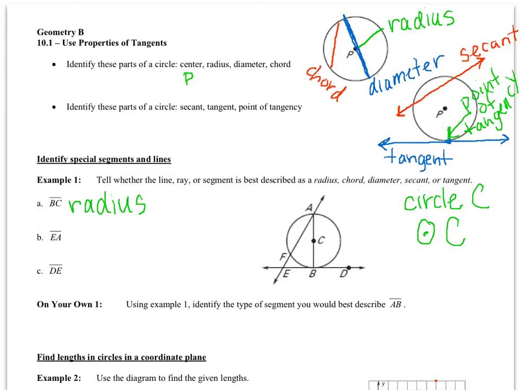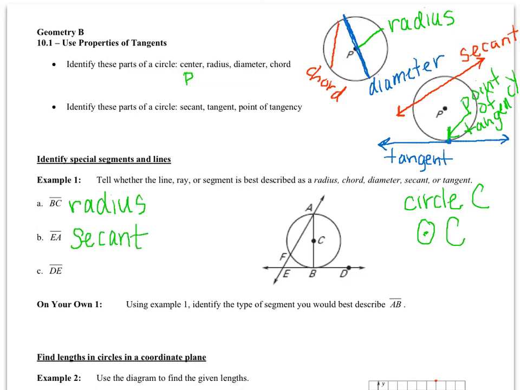The next one, segment EA. So E is right here, and A is right here. Now E is outside of the circle, and A is on the circle, so this is really a line or a segment that's touching in 2 spots. Since it's touching in 2 spots, but it goes outside of the circle, we would call that a secant.